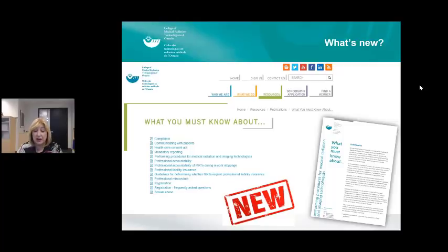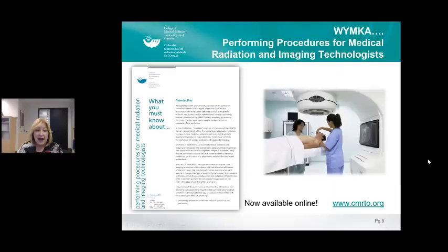And today we're going to be talking about performing procedures for medical radiation and imaging technologists. This is our newest publication. It was sent to all our members yesterday by email, along with an updated version of our What You Must Know About mandatory reporting. And it's available online. There's our website address, cmrto.org.